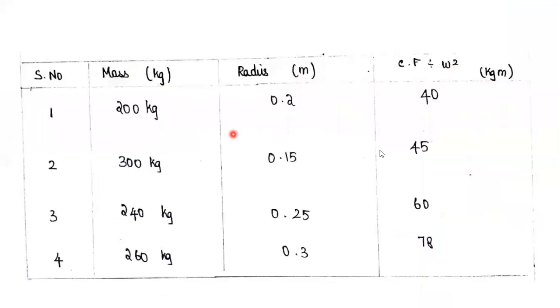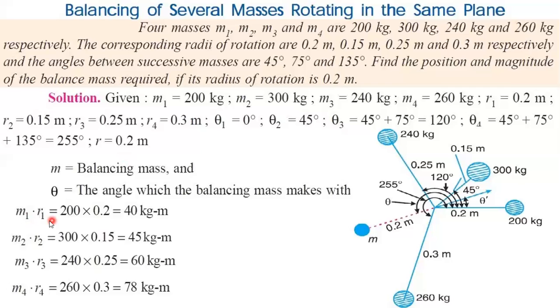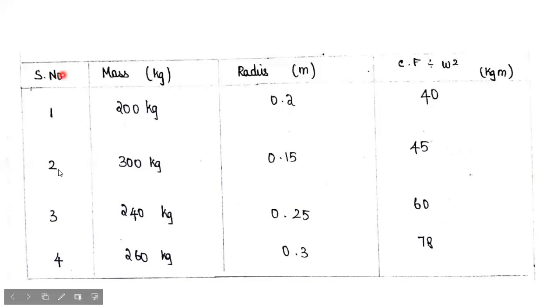Here we need to form the tabular column for centrifugal force. For that, we just multiply mass and radius. So M1 into R1, M2 R2, M3 R3, M4 R4. You just multiply and write the values. Mass is in kg and radius is in meter, so the unit is kg meter, and these are the centrifugal forces. In the tabular column, the first column is serial number and the second is mass. Write the four masses and the four respective radii, multiply these two columns and you will get the centrifugal force.